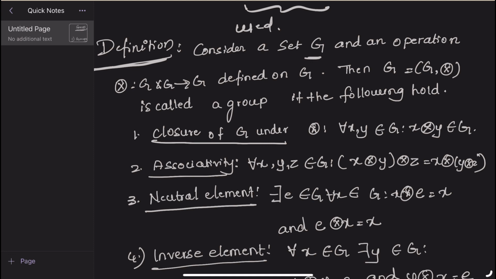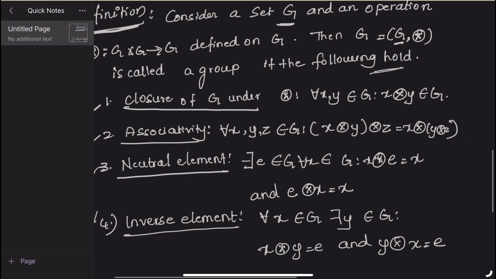Now consider a set G and an operation, the tensor product, G cross G, that should belong to the group defined on G. Then G together with that operation is called a group if the following hold. So there are 4 conditions that have to be met: closure, associativity, neutral and inverse element.